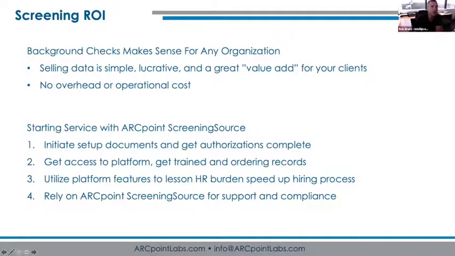And so, okay, starting service with ARCpoint is actually pretty easy. There's a link that gets sent, and that initiates the setup documents and all the authorizations that need to be completed that grant you access to the platform. At that point, the training is very straightforward. We have online video trainings. The reality is, anybody who's used to working on any sort of platform online, it's pretty straightforward now. But we do try to make the training as accessible as possible. There's going to be some training on the ARCpoint side, and there's going to be some options available through IntelliProcessing as it pertains to the platform screening source as well.